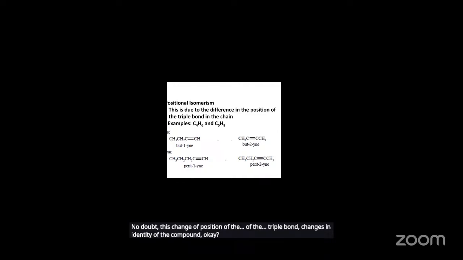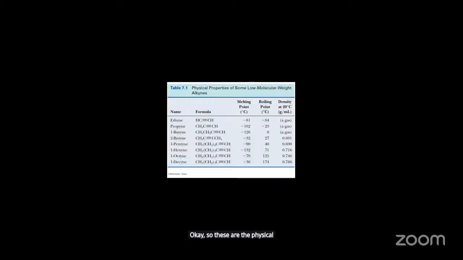Okay, so physical properties of alkynes. Now, alkynes resemble alkenes of similar molecular weight. They have low melting points and boiling points. Just like we talk about alkanes, their melting point and boiling point increase as the carbon chain increases. They are soluble in organic solvents and insoluble in water. They are not soluble in water. So these are the physical properties we can look at.